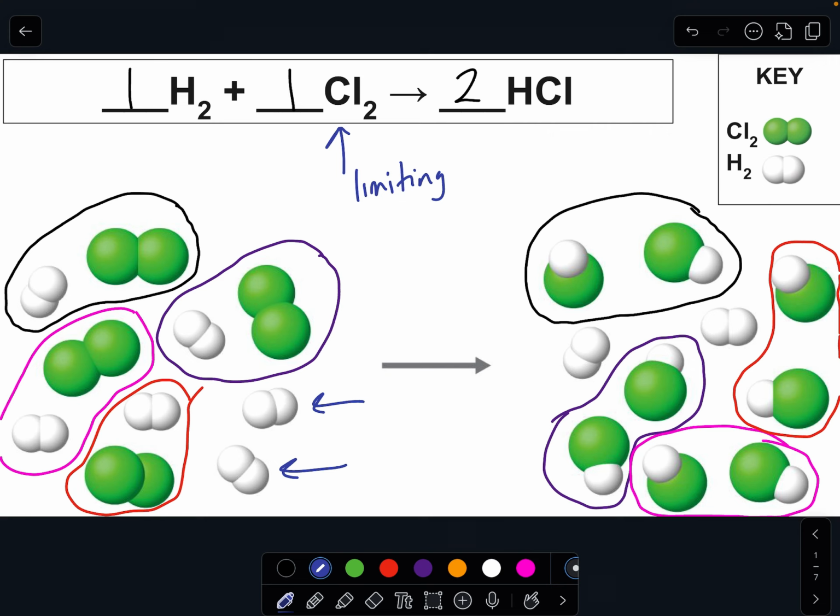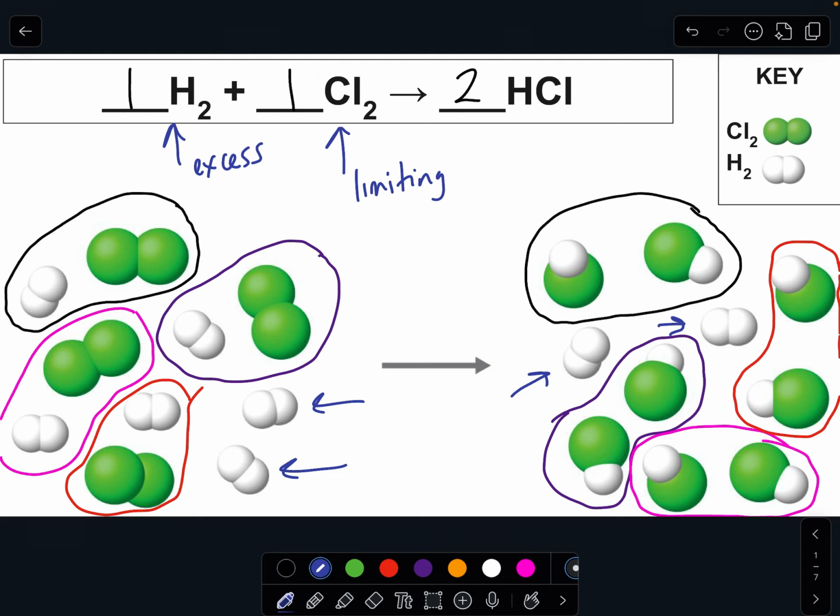can make. So you can see over here, I've included these 2 extra hydrogen molecules in my final drawing because remember, they don't disappear. They are still there, but they're just there in excess. So we would say this hydrogen is my excess reactant.